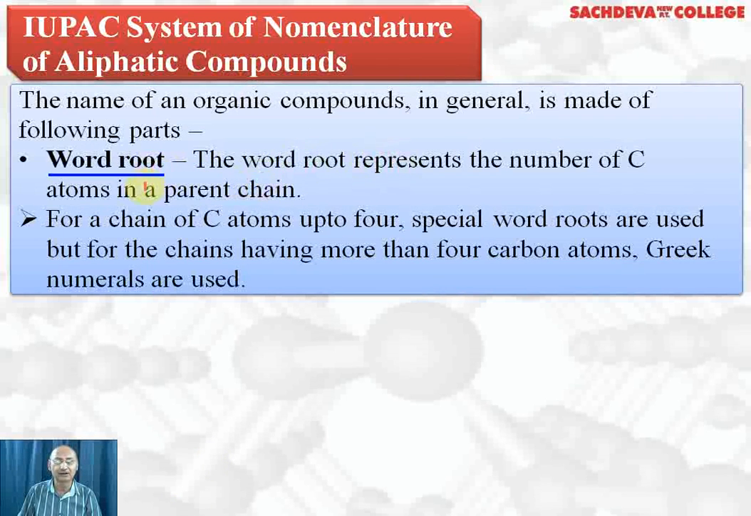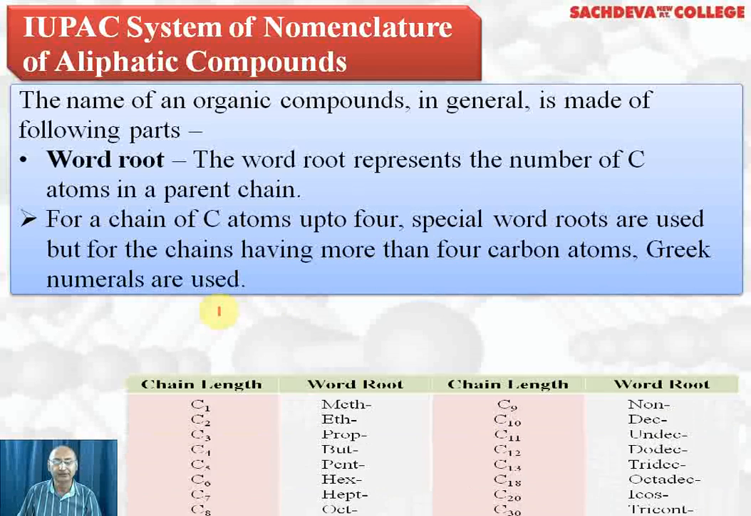The first one is called word root. The word root represents the number of carbon atoms present in the parent chain. For a chain of carbon atoms up to 4, special word roots are used. But for chains having more than 4 carbon atoms, Greek numerals are used: penta for 5, hexa for 6, hepta for 7, octa for 8, and so on.